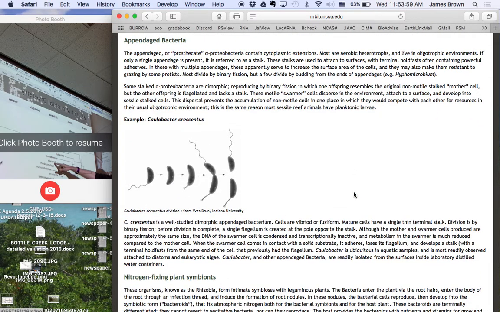Caulobacter is in this group. Caulobacter is the model system for studying chromosome division in bacteria because the life cycle is so neatly separated. And you can physically separate these two kinds of cells and create synchronous cultures. And so imagine taking a culture of Caulobacter. These things are attached to the surface, and these things are free swimming.